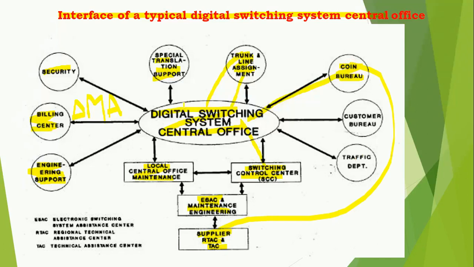Then the major part of the switching system is the customer bureau. Whenever you get some hardware error or disconnection from the switching system, how to connect it, how to reconnect it, that is usually related to customer faults, that is customer problems. The last one is the traffic department. Whenever you want to extend an exchange or switching office, you need to concentrate on the traffic also, depending on the traffic.